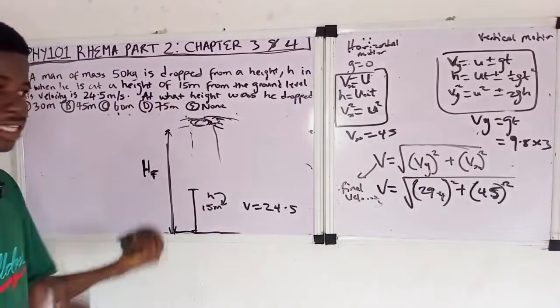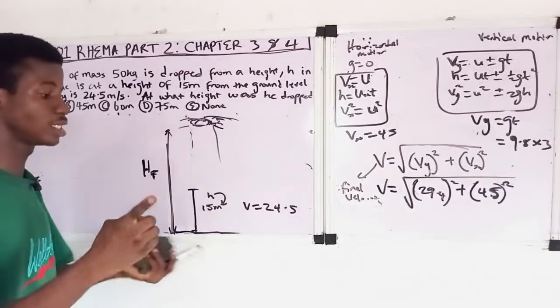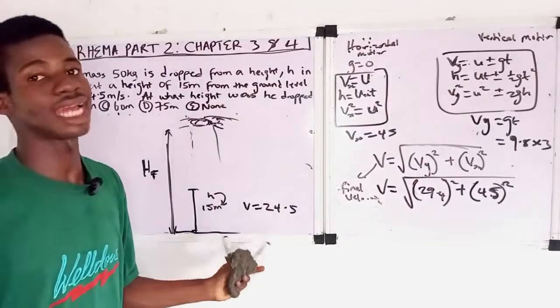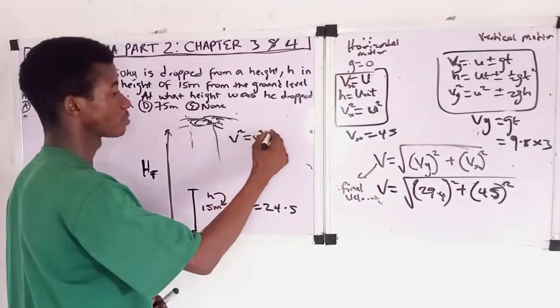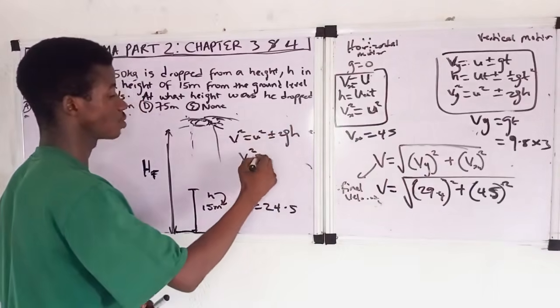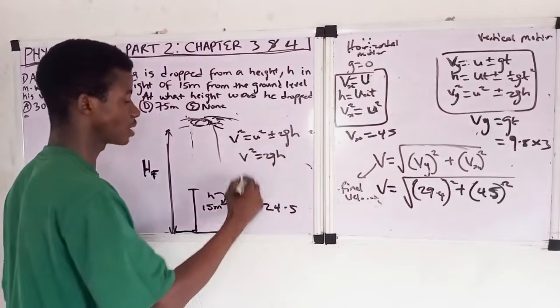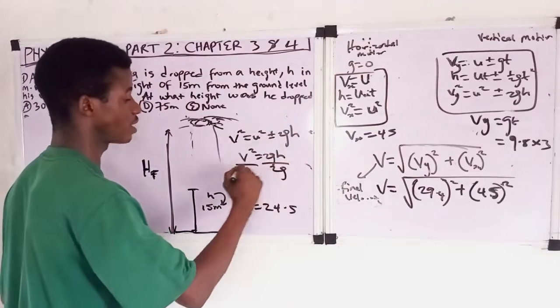So it's very easy, the same thing we did earlier. Remember that very first question, we had to look for the velocity. Now we have already got the velocity. So use the formula v squared is equal to u squared plus 2gh. Since u is 0, v squared equals 2gh. So let's look for the total height H. Divide both sides by 2g.